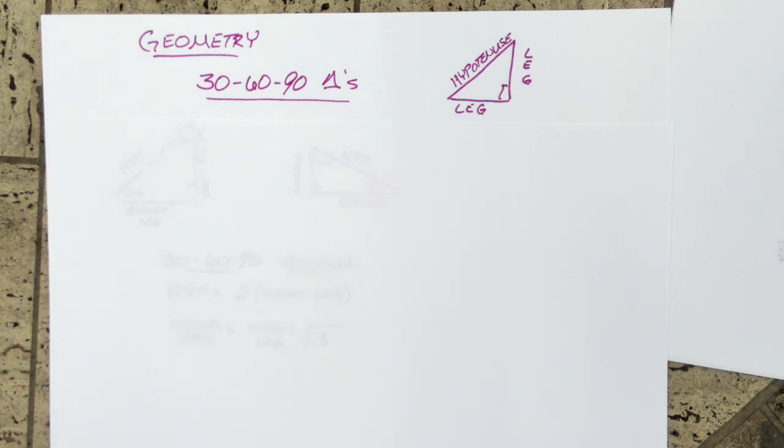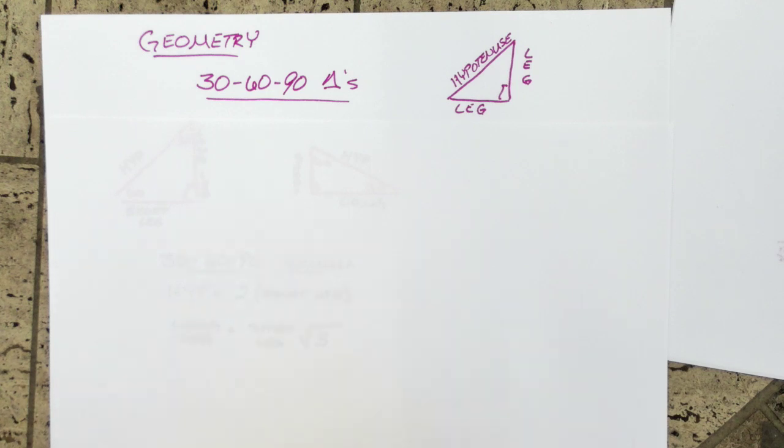Another special type of right triangle is going to be a 30, 60, 90. Now, we've talked about 45, 45, 90s, also known as isosceles right triangles, where each leg is equal to each other, and then the hypotenuse was radical 2 times one of the legs. It's a little bit longer, not quite 1.5 times, but radical 2 times. In a 30, 60, 90, there's a relationship that exists as well.